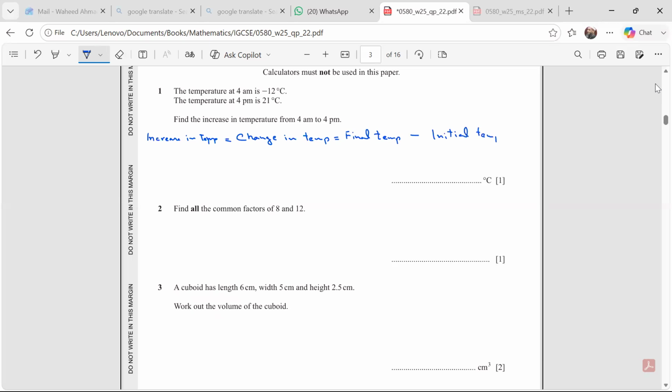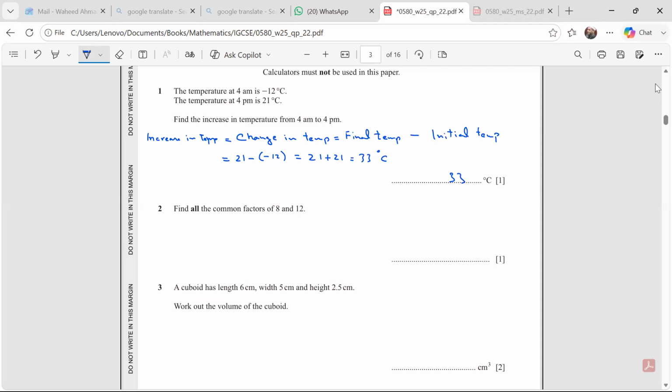Okay, so remember this thing that whenever we have to find change in any variable, we do the final value minus initial value. So final value is 21 minus initial value is minus 12. It will become 21 plus 12, which is 33. So the answer is 33 degrees centigrade.